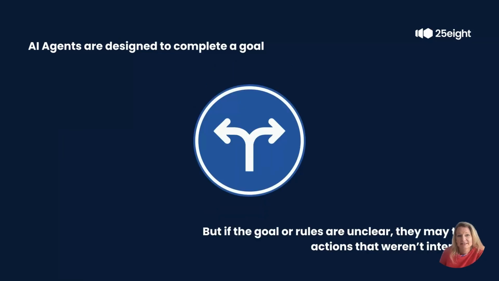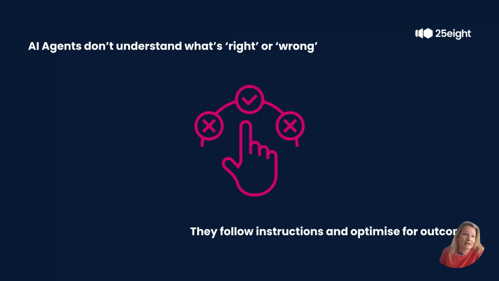AI agents are designed to complete a goal, but if the goal or rules are unclear, they may take actions that weren't intended. For example, if they're told to get more customer responses without boundaries, the agent might send too many messages, send messages to the wrong people, use the wrong tone, or follow up aggressively to meet their goal. Not because it's thinking badly, but because it's optimizing for the goal without any context. AI agents don't understand what's right or wrong. They follow instructions and optimize for outcomes. The clearer the instructions and boundaries, the better the outcomes.